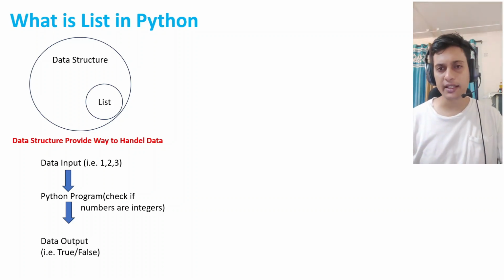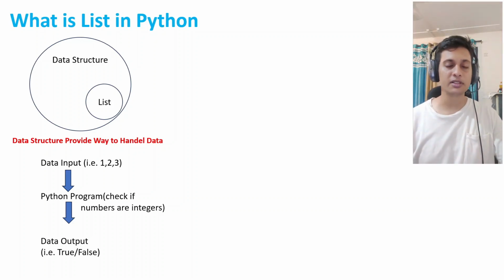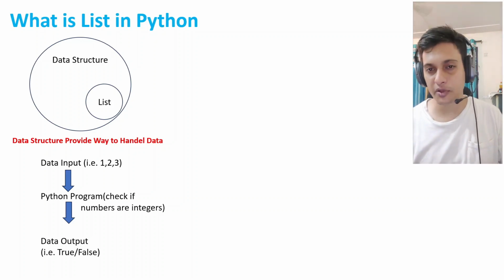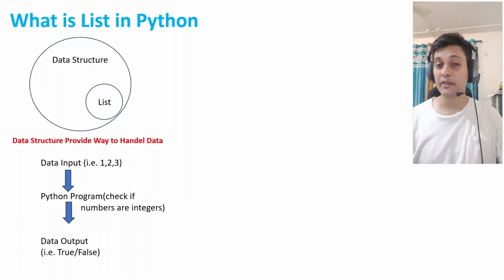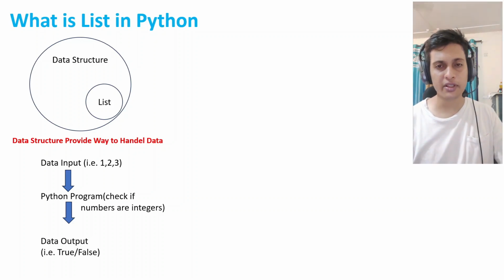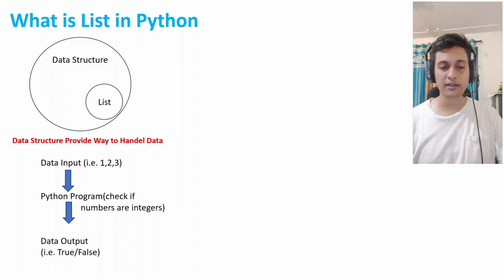But in a real, practical case, you might have hundreds of numbers or thousands of numbers. Then in that case, are you willing to provide each number one by one to your Python program just to validate whether it's an integer or not? I guess no. Because if you are going to provide everything one by one, then you can do that manually too. But we are using programming to simplify our task.